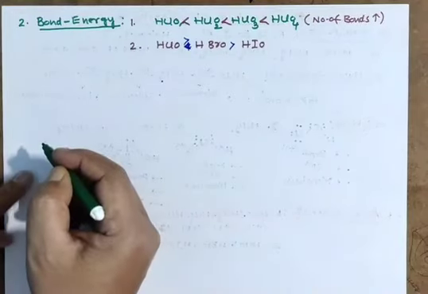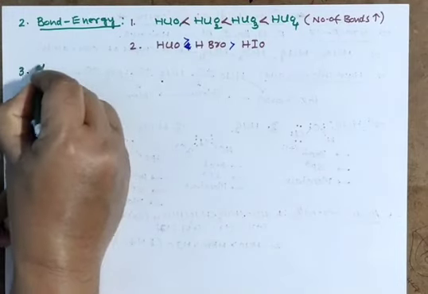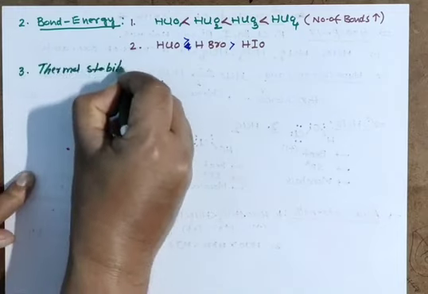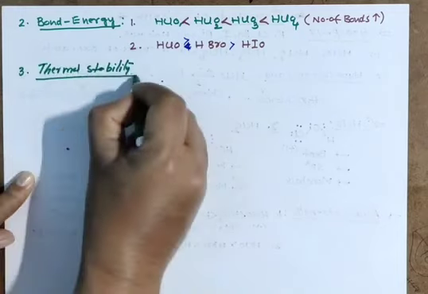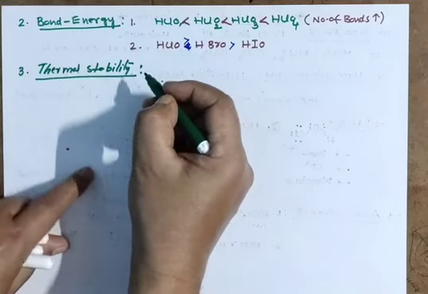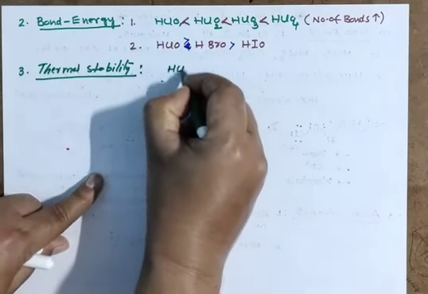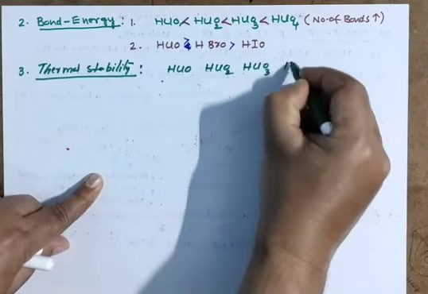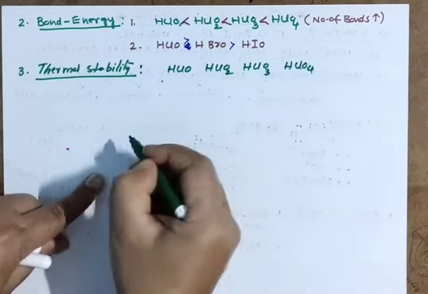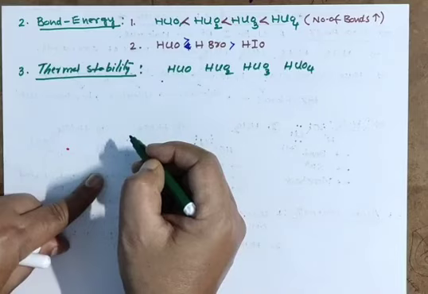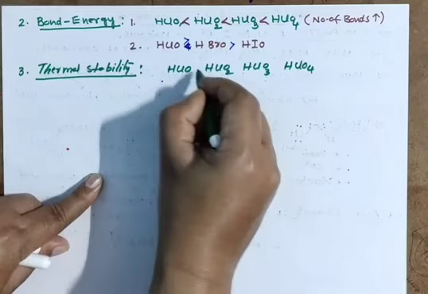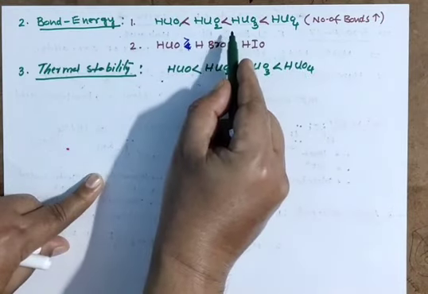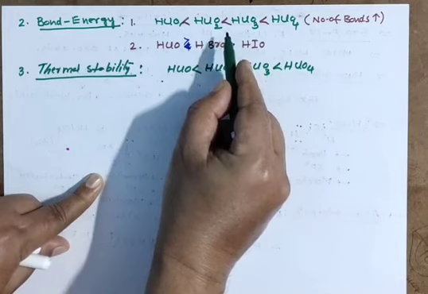Next, the third property I am taking is thermal stability. You know very well, stability depends on bond energy. Here I am giving HClO, HClO2, HClO3, HClO4. Clear? Thermal stability is going to increase because bond energy is going to increase.